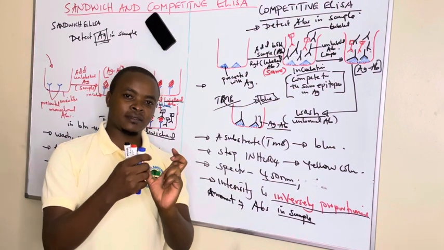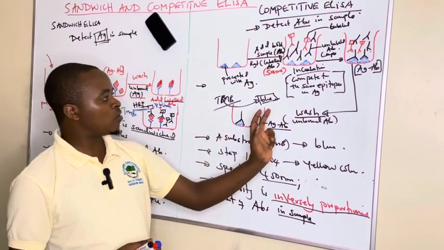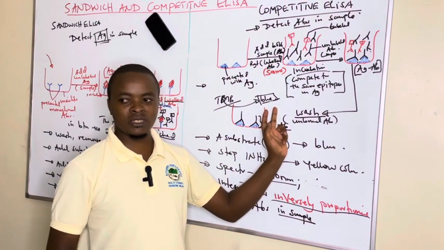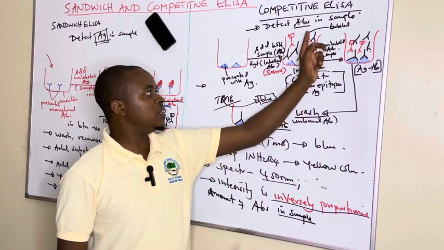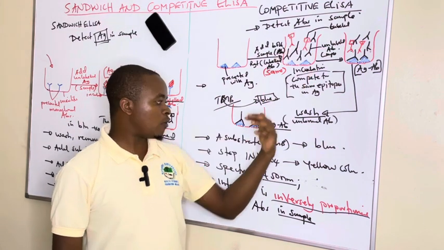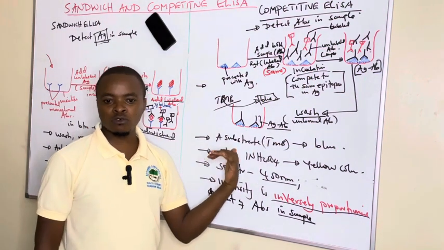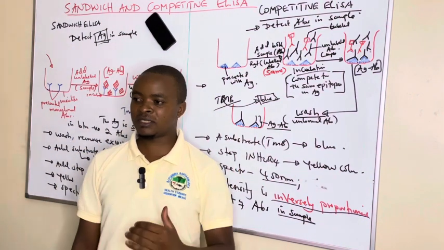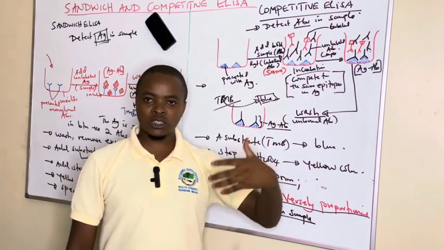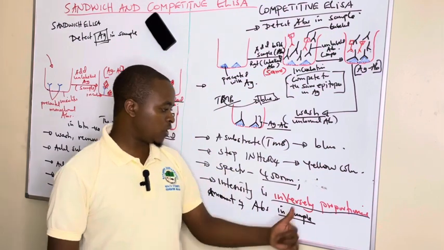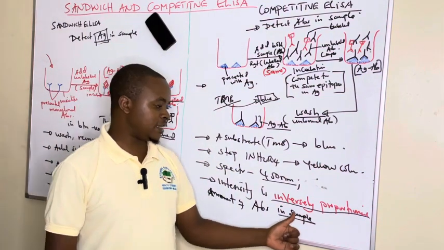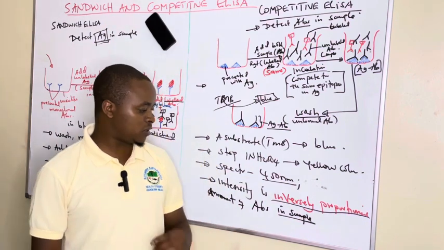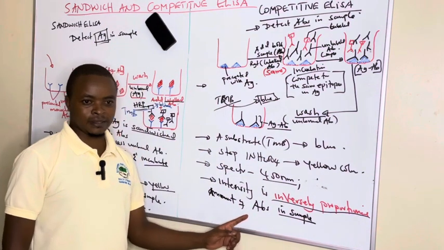And the paler the blue color formed, it means the sample had much antibodies which outcompeted the labeled ones, and there was no HRP to catalyze the substrate to form the product. That's why the product is almost pale blue, and we conclude that the intensity is inversely proportional to the amount of antibodies in the sample.